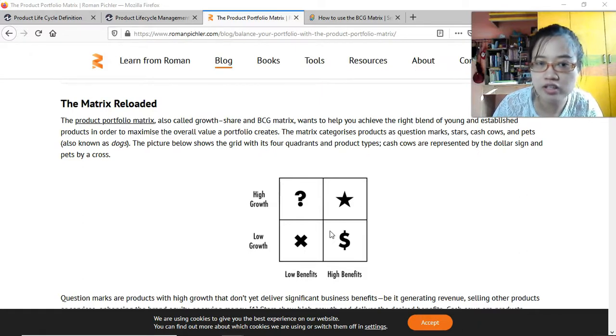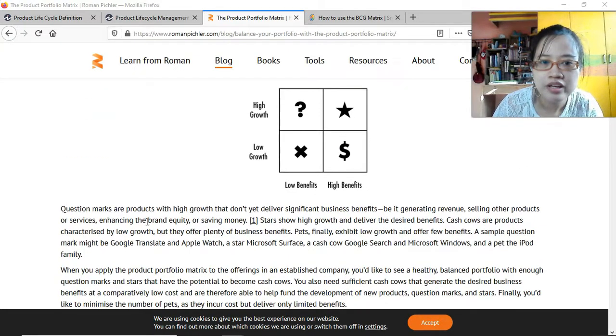Those are the categories of products in a matrix. Okay. Question marks. I'm just going to read this for you. Products with high growth that don't yet deliver significant business benefits. The business benefits being pointed to here are generating revenue, selling other products or services, normally compatible or complementary products, enhancing the brand equity, and essentially incurring profit, right? Generating profit. Or saving money, reduction of cost, okay?